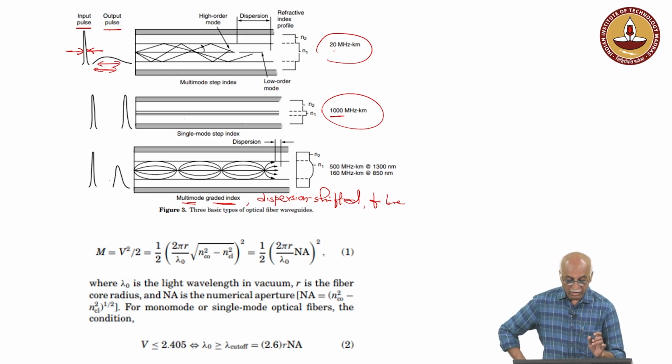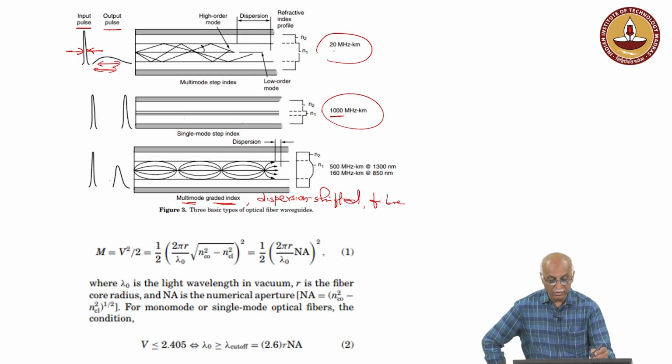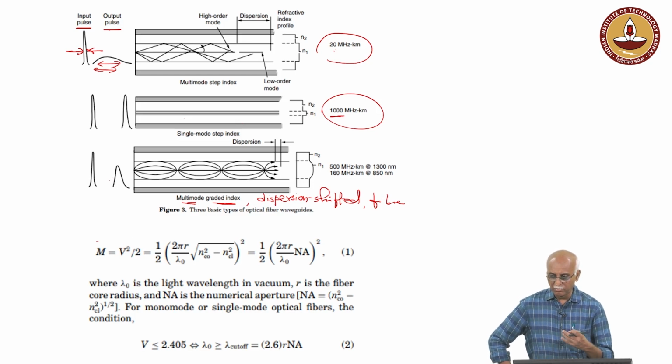Now, another parameter: this multi-mode fiber is decided based on a parameter m. m represents the number of modes which can propagate through the fiber, and it is also represented by another parameter, which is nothing but the V parameter. This V parameter represents a relative, basically normalized frequency distribution.